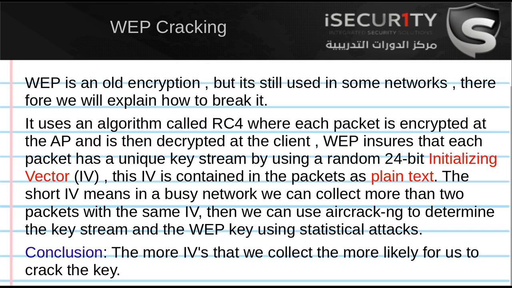Okay, so from the above we know the more IVs, or initialization vectors, that we collect, the more likely that we'll successfully crack the WEP key. So our main goal now when we try to crack WEP is to collect as many IVs as we can, because once we have a large number of IVs, we're going to have two packets that use the same IV, then aircrack-ng is more likely to be able to determine the key stream and the WEP key for the target network. In the next video we'll do that.